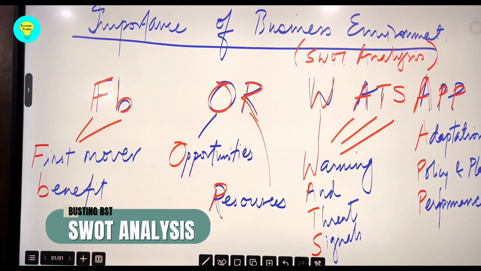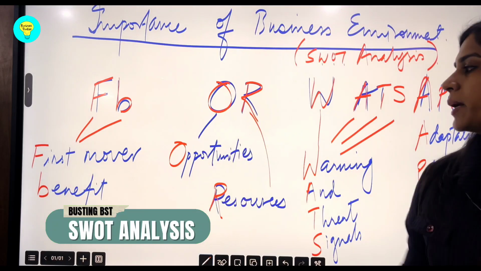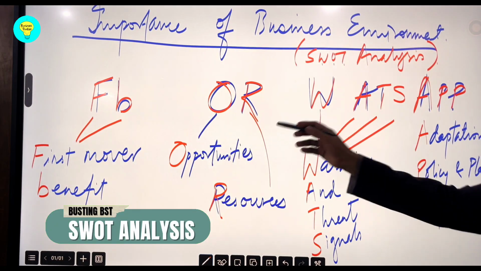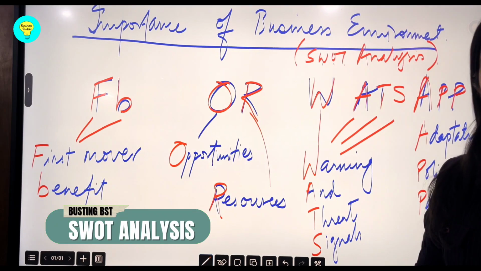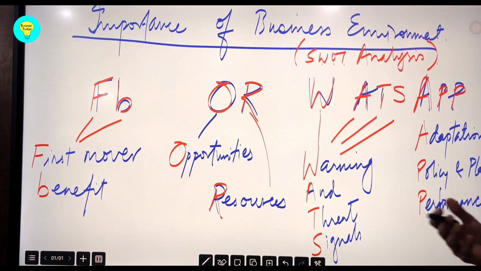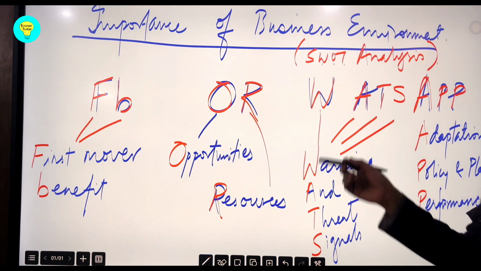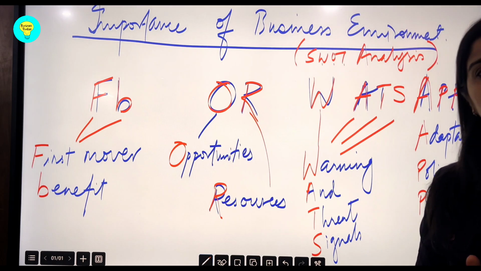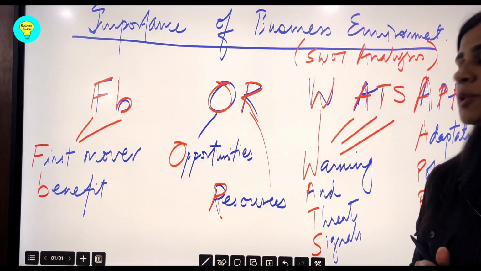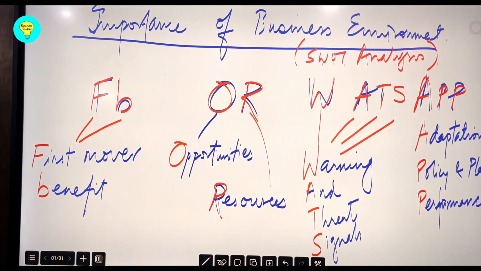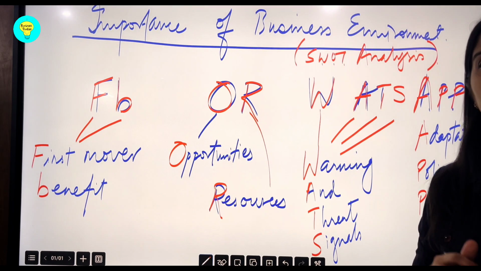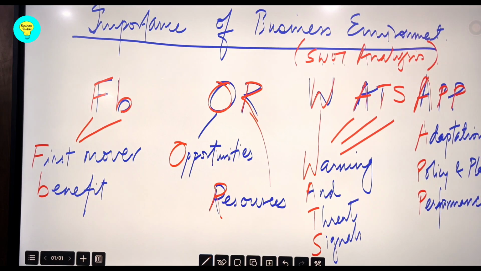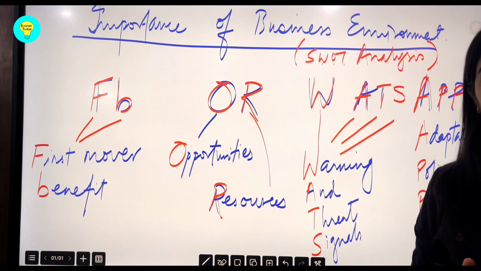and these are the points that it gives a first mover benefit or advantage. It leads to opportunities and investing in those fruitful opportunities. It also represents the utilization of resources in the most optimum manner to ensure efficiency. Warning and threat signals can be obtained beforehand if we have a close look at the different components, and it leads to better adaptation to the rapid changes around us.